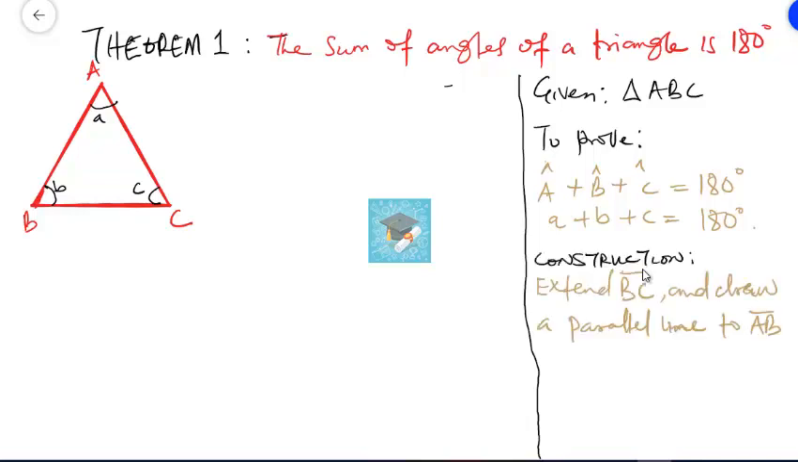Then our construction will be to extend BC. When you see a line drawn on top of a set of letters, it means that is a line. So when you have BC with a line on top of it, it means side. So extend side BC and draw a line parallel to AB. That will be our construction.